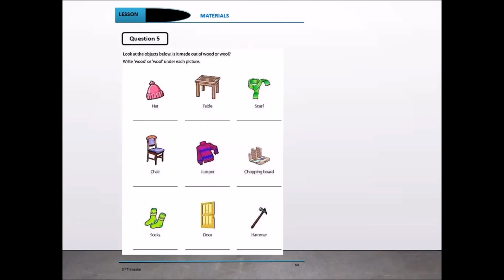This will be homework. Okay, again, you will see the pictures and you will write under each picture whether it's made of wood or wool. The hat, it will be made of wool. The table, wood. Scarf, wool. Chair, wood. Jumper, wool. Chopping board, wood. Socks, wool. Door, wood. The hammer, wood. Okay?